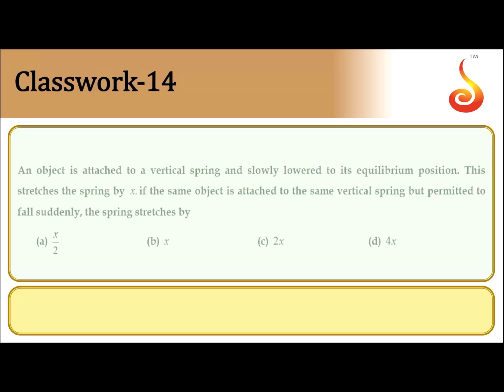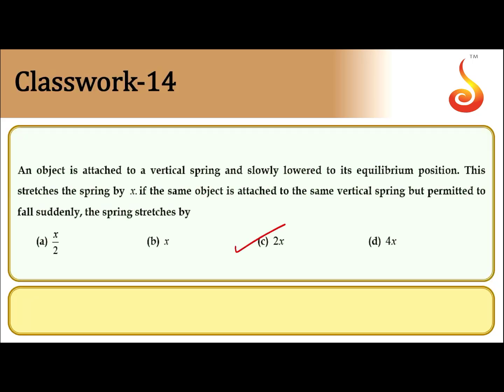So now equation 2 divided by equation 1 gives me x dash divided by x is equal to, what is it? 2, or x dash is equal to 2x. So the spring stretches by a distance 2x when it is allowed to fall suddenly. C is the correct option.